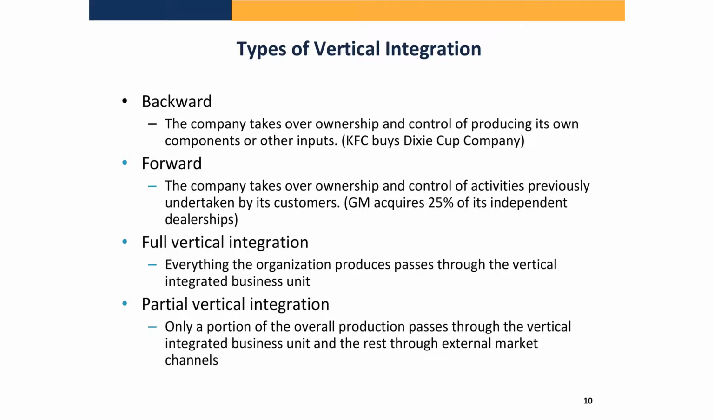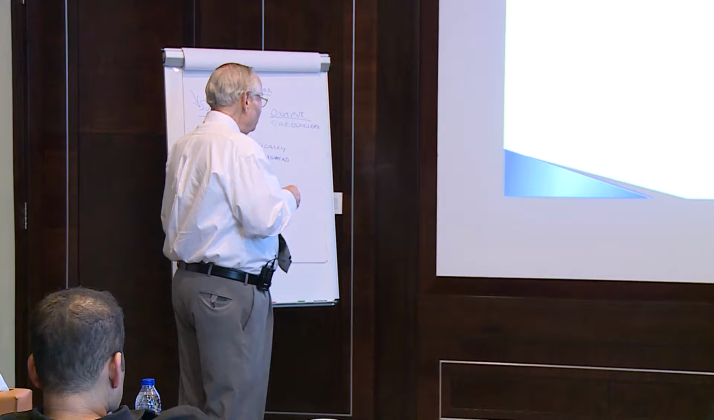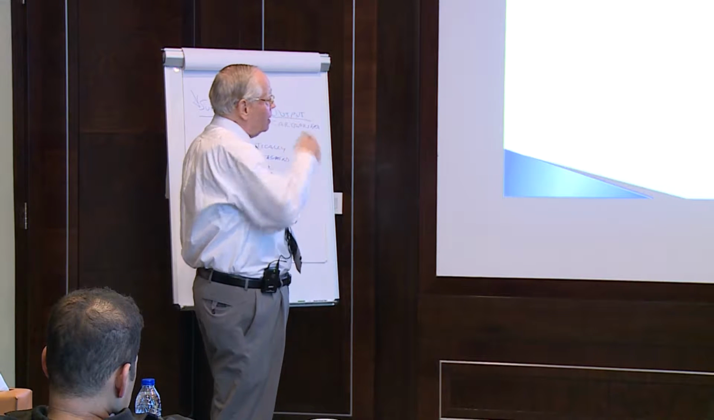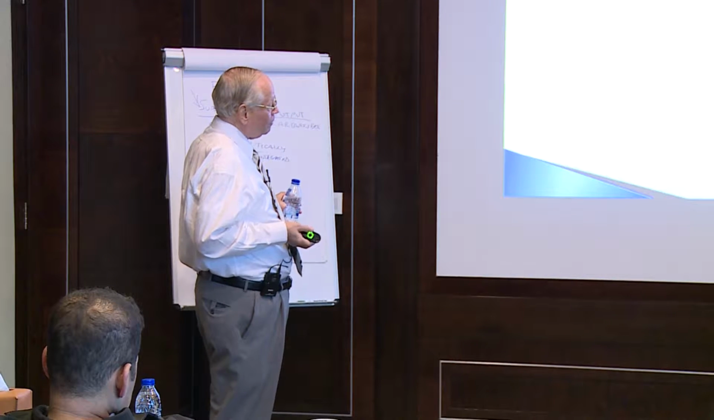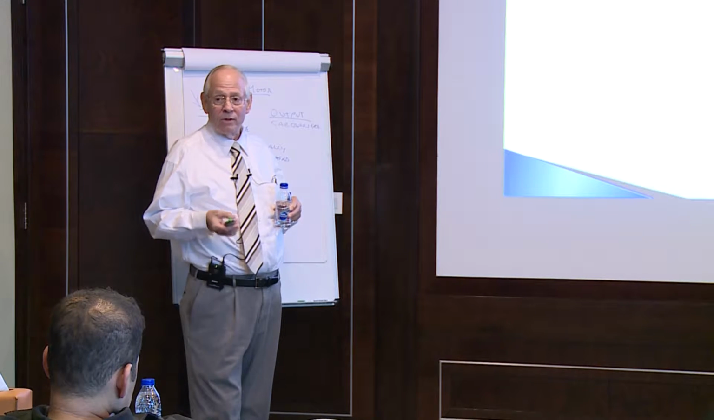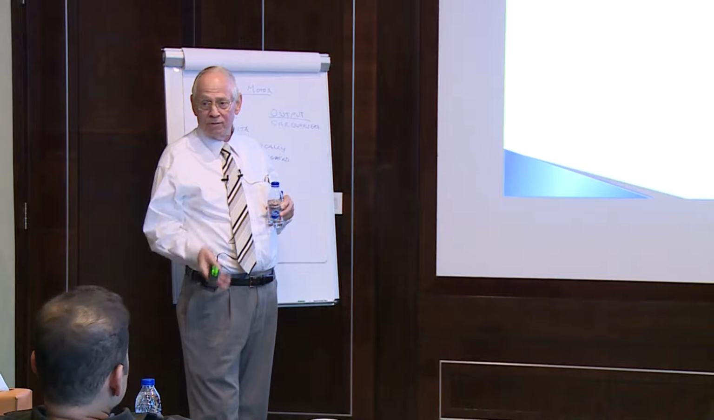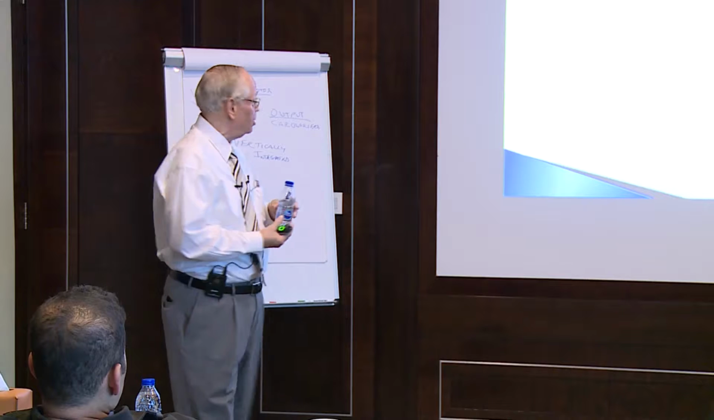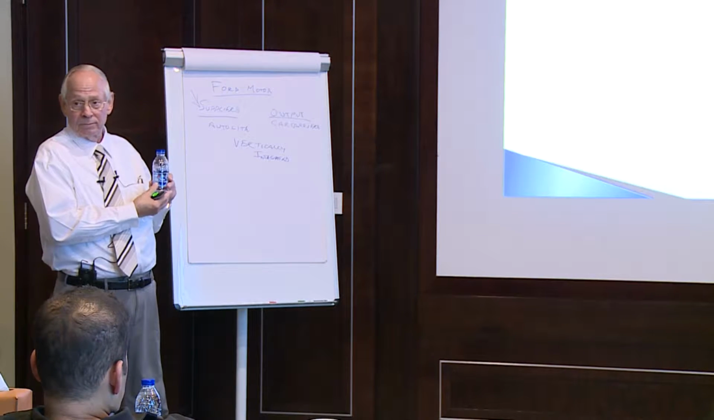So types of vertical integration. There is backward, where the company takes over ownership and control of producing its own components or other inputs. As an example, if Kentucky Fried Chicken were to purchase a Dixie Cup company, so all of their paper cups, paper plates, plastic spoons, plastic forks, they would own it. That's called backward integration. It's when you buy it on the supply side. Okay, make sense?